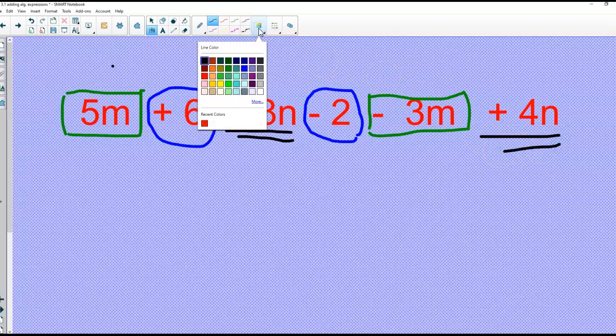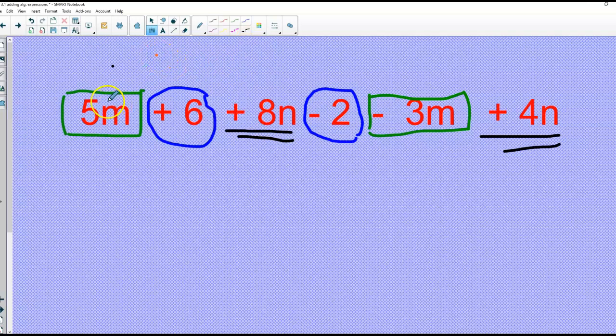Okay, once we underline, we are now ready to combine. So let's start with our m's. So this says 5m minus, remember your sign to the left, 3m. So subtract the coefficients. 5 minus 3 is 2. And I'm just going to bring the m down. Okay, let's go to the constants. So this is a positive 6 minus 2. So 6 minus 2 is a positive 4. So I bring the 4 down and it's positive, so I put plus 4 here.